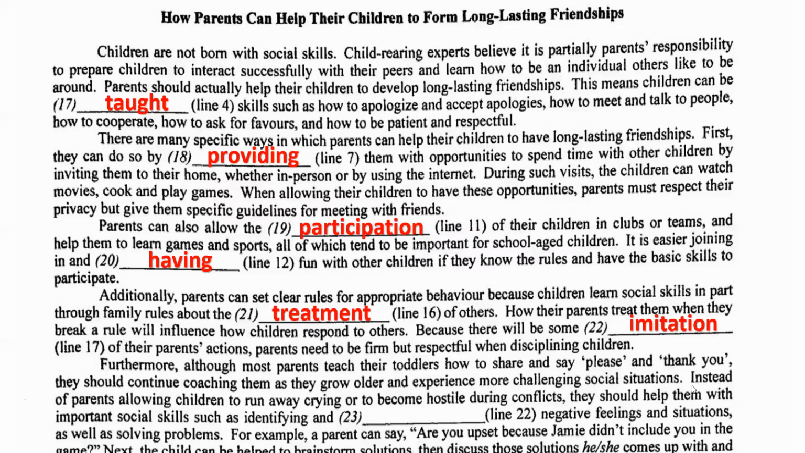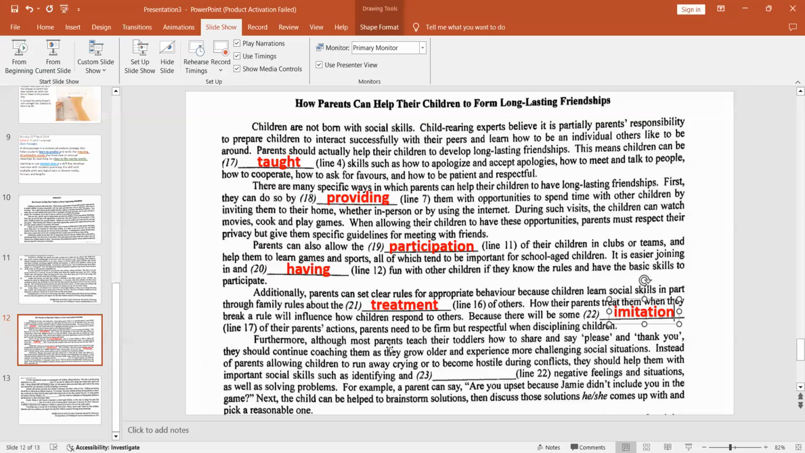Number 23, instead of parents allowing children to run away, crying, or become hostile during conflicts, they should help them with important social skills such as identifying and blank negative feelings and situations, as well as solving problems. So, what is that? Let's go on to line 23.